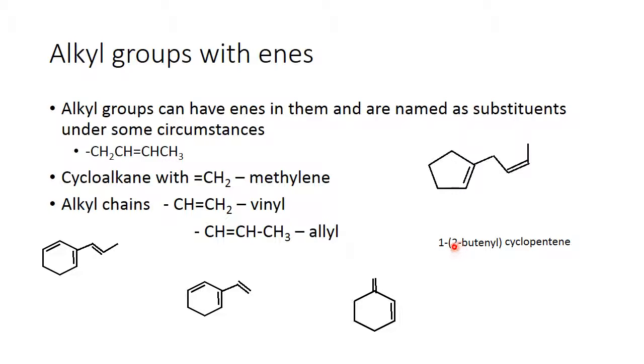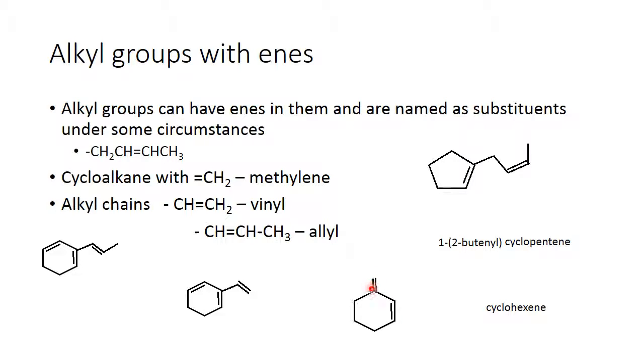We put a parenthesis here so there's no confusion between the 1 and the 2. Let's look at this right here. This is what we call a methylene group. It's a carbon with 2 hydrogens on it attached by a double bond. So if I look at this, the base chain or the primary chain is this ring right here. So we would say cyclohexene.